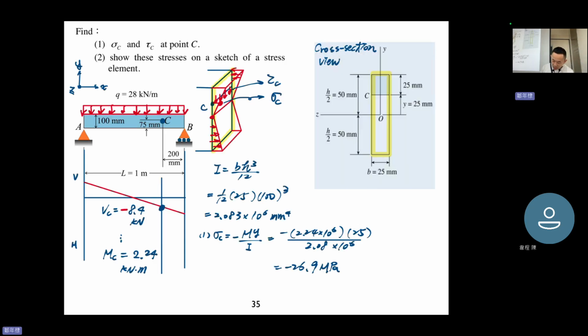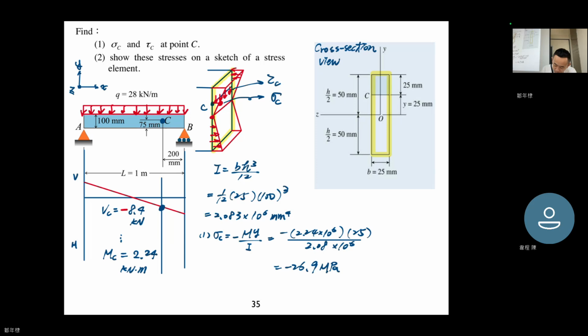Previously we said we need to determine sigma C, and we've done that. But tau C we haven't done yet, right? So what is tau C? For tau C, we need to determine AC, YC and QC. So what are they?